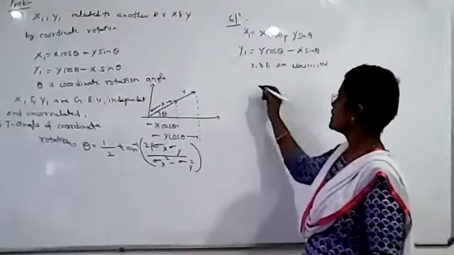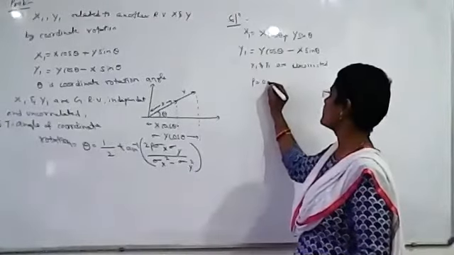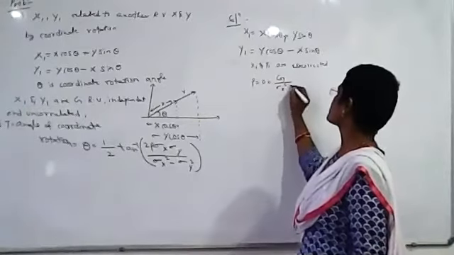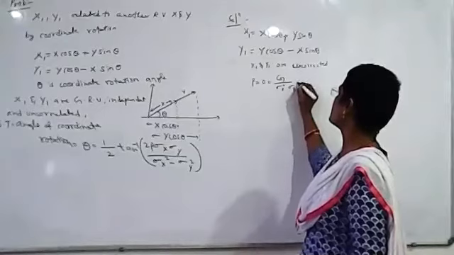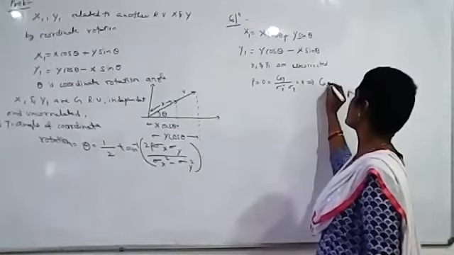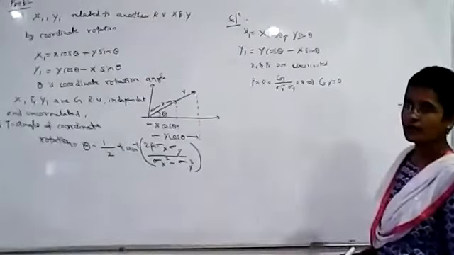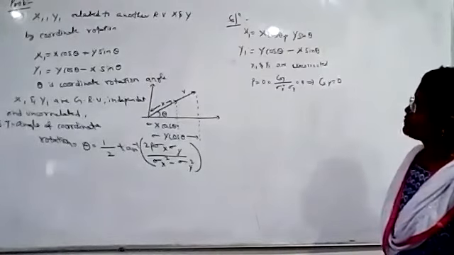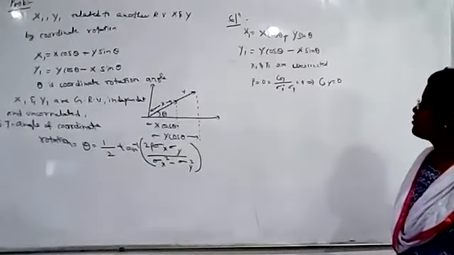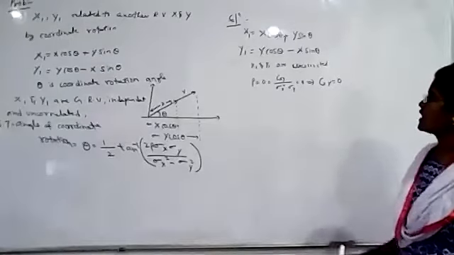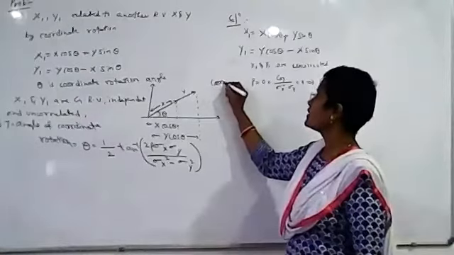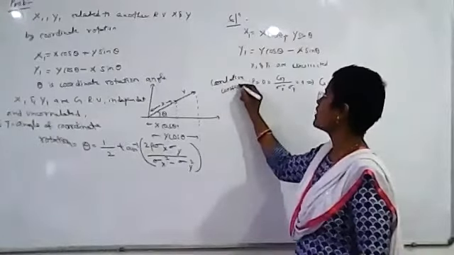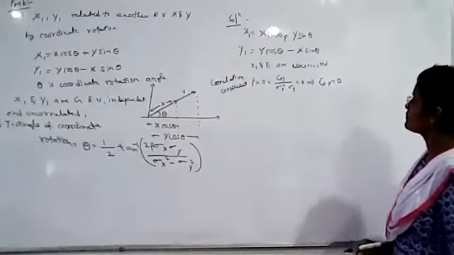So what do we do here? If the correlation coefficient is equal to 0, what does it indicate? The covariance will be 0. So we find the covariance and equate it to 0, because it is given that x1, y1 are uncorrelated. What is rho? It is the correlation coefficient. If rho is equal to 0, the covariance Cxy will be 0.